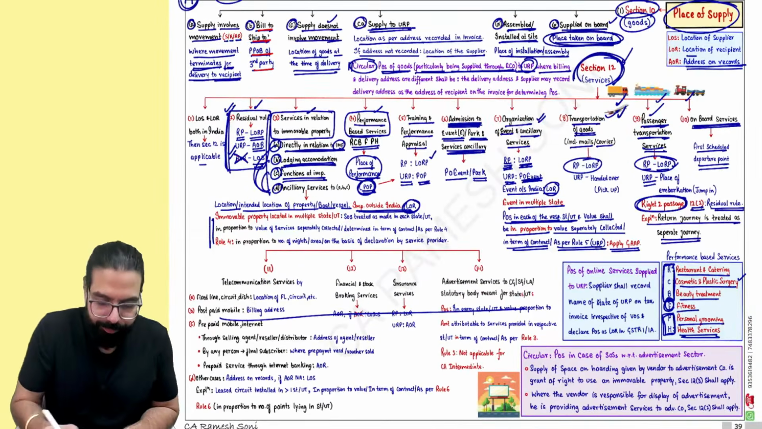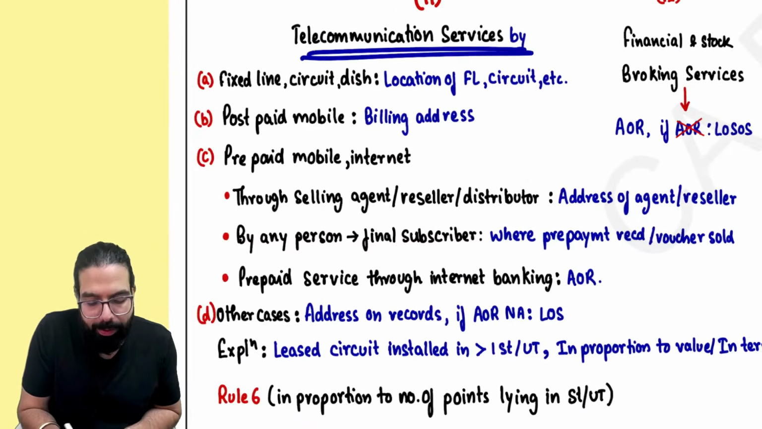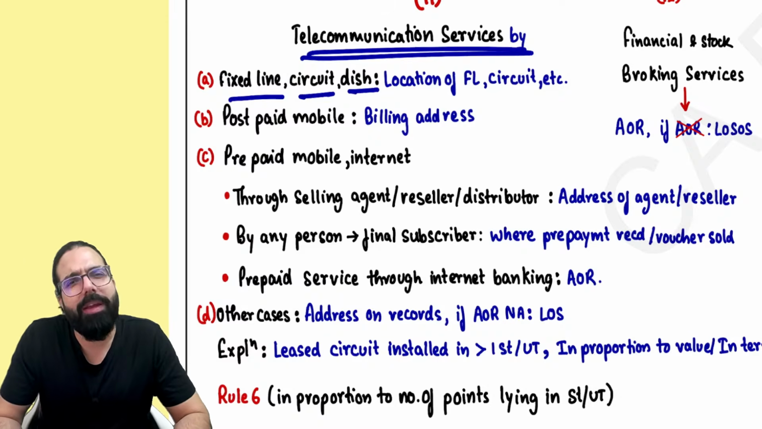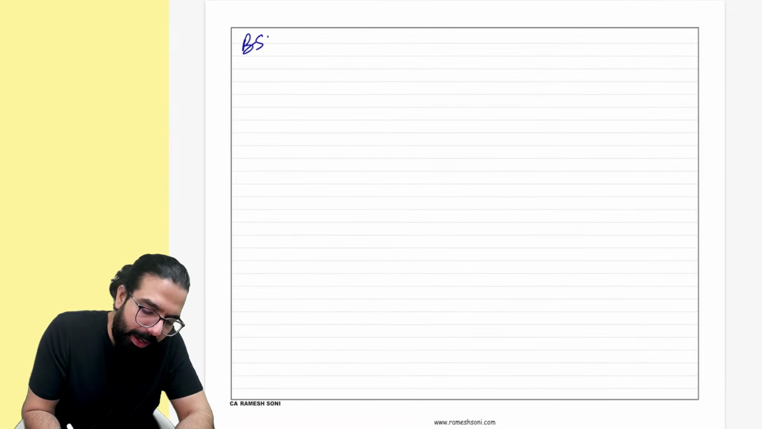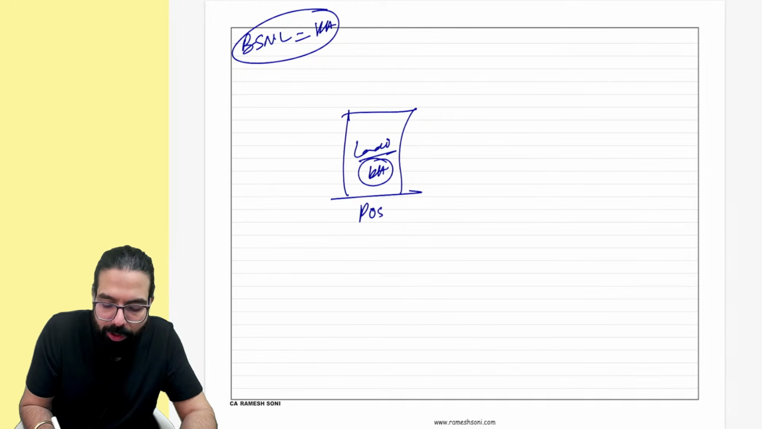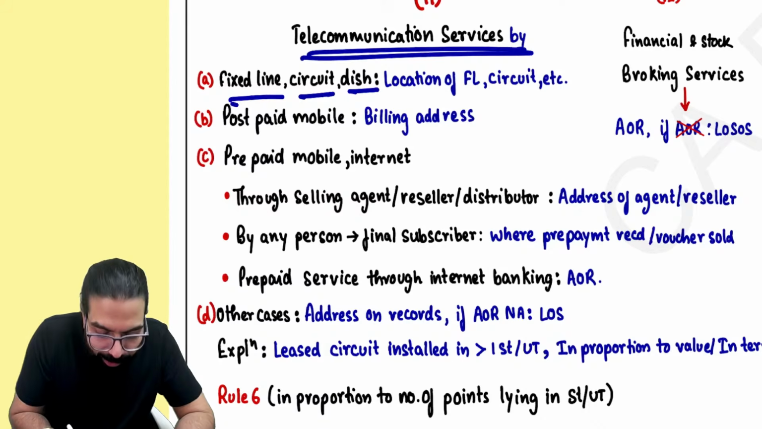The next one is telecom services by fixed line, circuit or dish. You told BSNL to install one fixed line connection in your office. BSNL Karnataka is there. You told them please install one landline connection in your office, and the landline was installed in your office in Karnataka only. Can you tell me according to them what is the place of supply? Karnataka, because they've installed the telecom line.